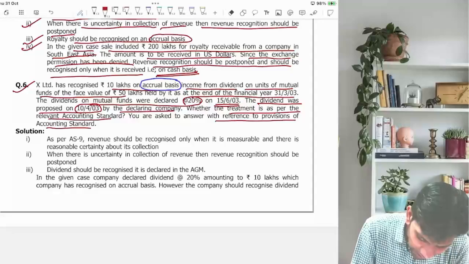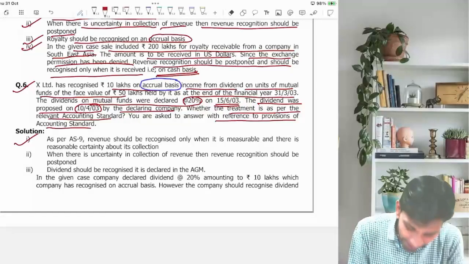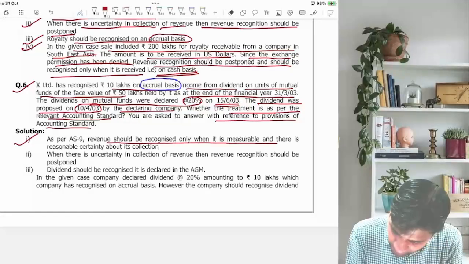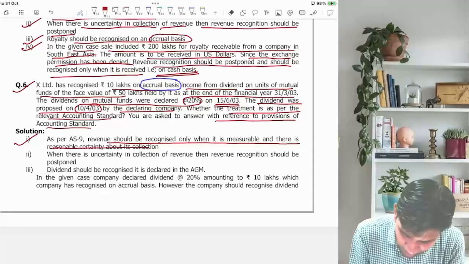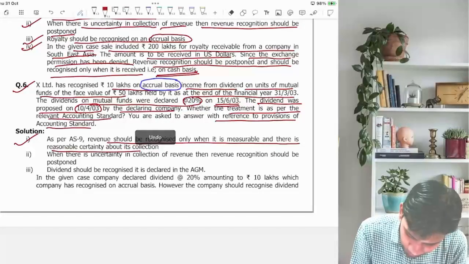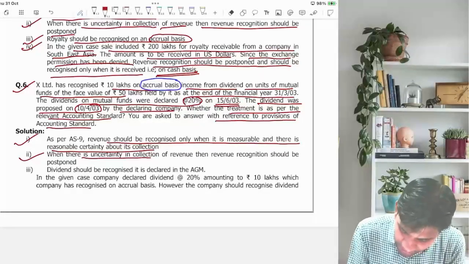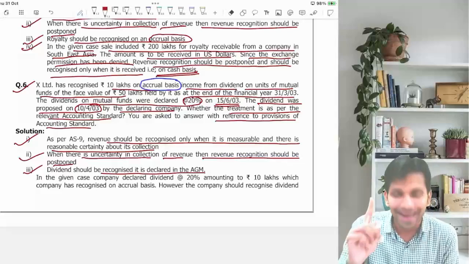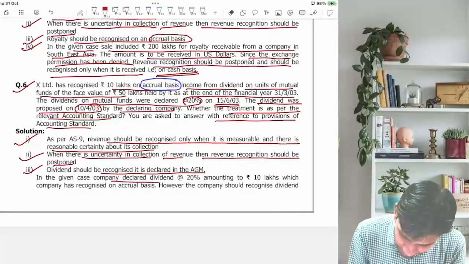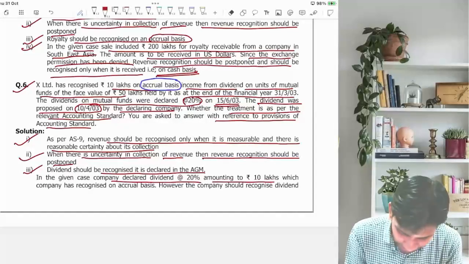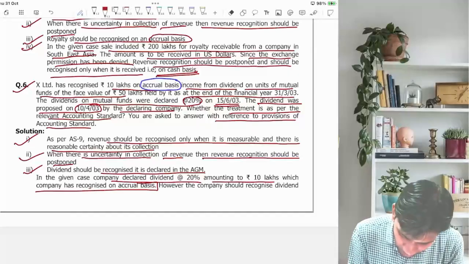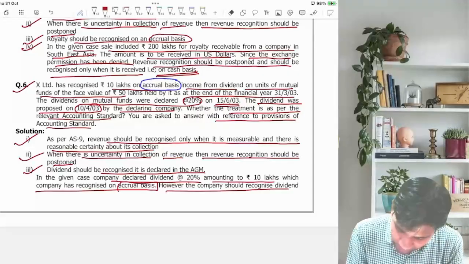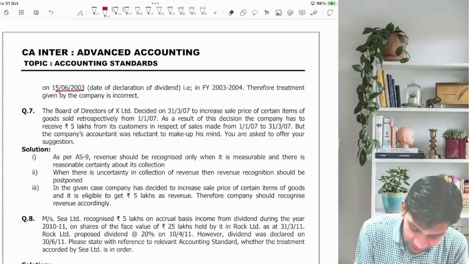Let's see whether we have correctly discussed all points. As per AS-9, revenue should be recognized only when it is measurable and when there is reasonable certainty about its collection. Correct? When there is uncertainty in collection of revenue, then revenue recognition should be postponed. Third point, dividend should be recognized when it is declared in the AGM. In the given case, company declared dividend at the rate of 20% amounting to 10 lakhs, which the company has recognized on accrual basis. However, the company should recognize the dividend on 15th June.